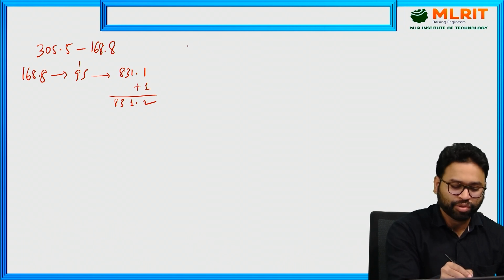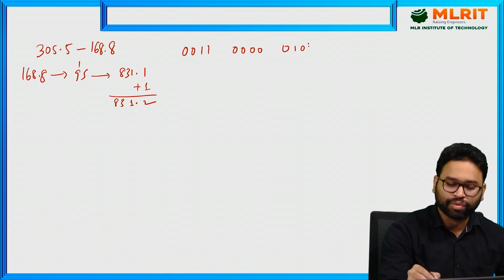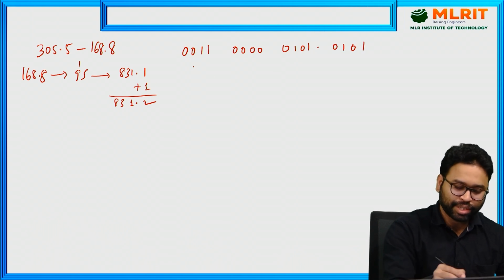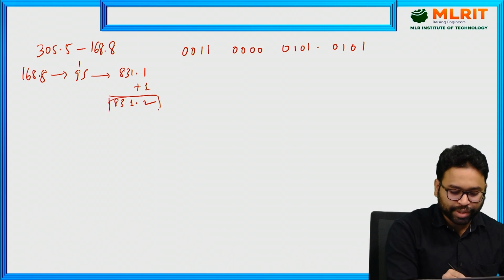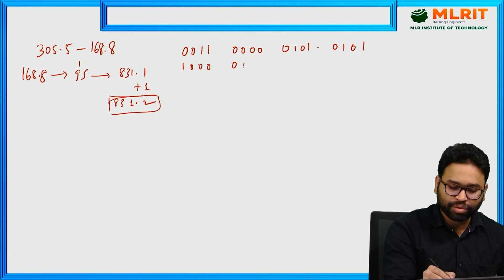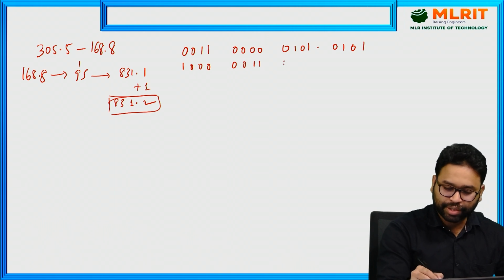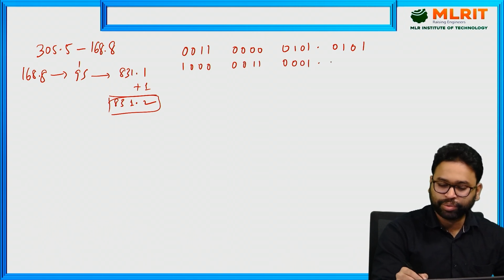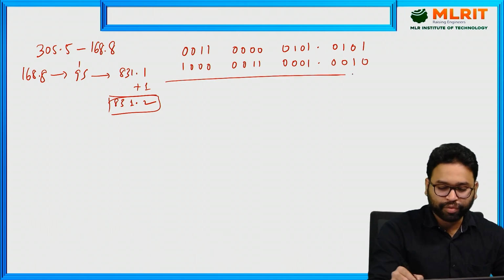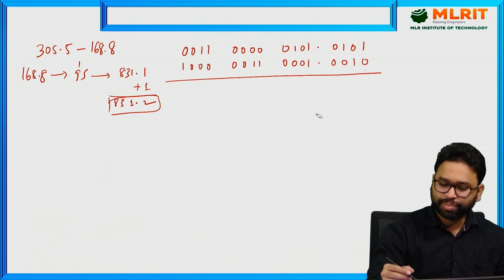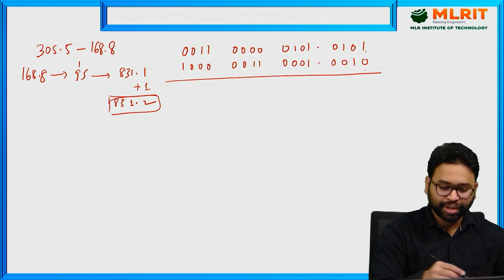So simply 305, that is 0011, and again 0000, all four zeros. Then afterwards it is 0101, and again 0101. Next for 168.8, you are supposed to represent its tens complement 831.2. So 8 is 1000, 3 is 0011, 1 is 0001, next 0.2 means again 0010. Now perform the BCD addition. So let's perform BCD addition for the converted values.